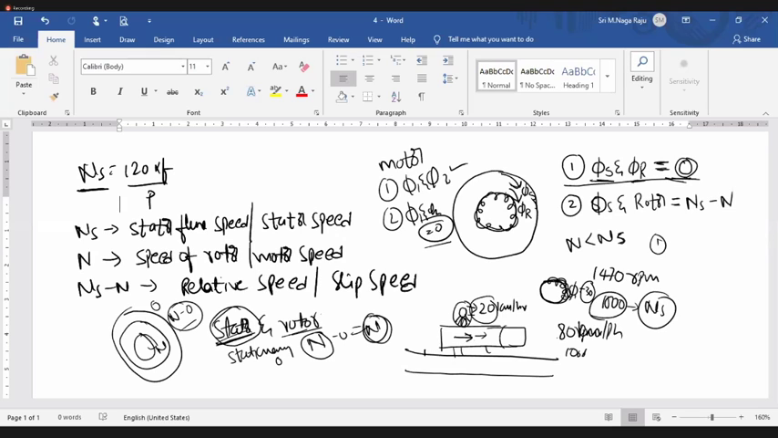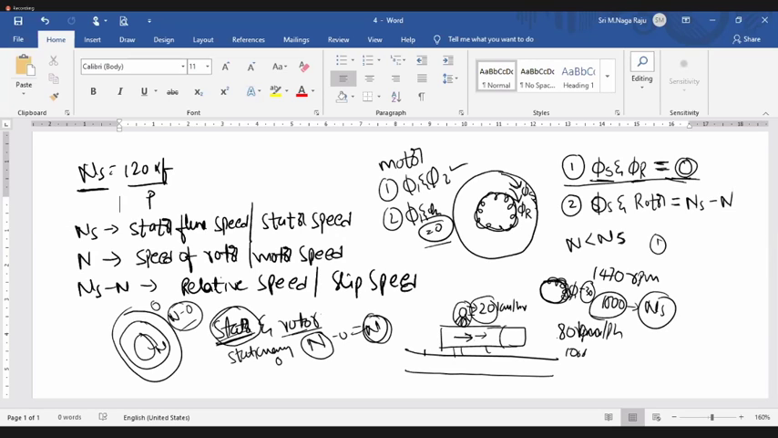Next question. What is the speed of the rotor magnetic field with respect to the stator magnetic field? 0. Yes, 0, because the rotor magnetic field and stator magnetic field both are moving at synchronous speed. So like this, you need to have clarity on what the rotor field is, what the stator field is, and the relative speeds. If you have any doubt, we will discuss it again in the next class.